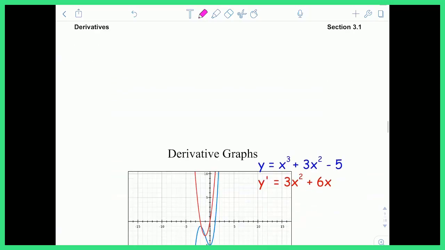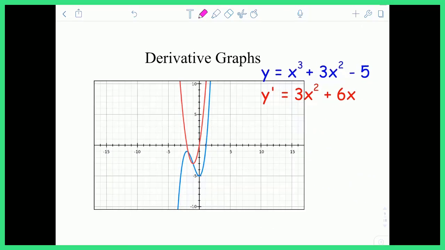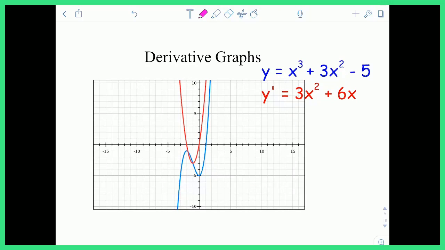Let's jump in. I did a quick example on Desmos to use as a jumping off point for us. In blue, we have this cubic polynomial, and in red we have its derivative. Let's find some interesting observations. I'll summarize on the next slide too, so you don't need to write them all down right now.